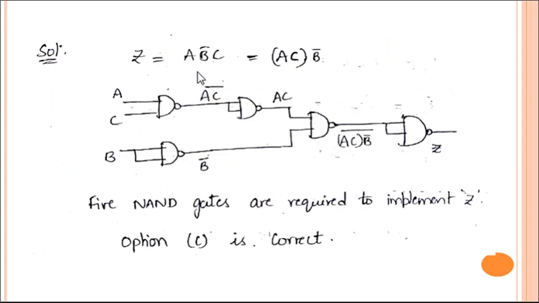Now since Z is equal to A, B bar, C, here we have 3 inputs, and they have mentioned in the question that only the true forms are available, and we have to use only 2 input NAND gates. So in order to use the 2 input NAND gates, let us assume AC as 1 input and B bar as the second input. In order to generate AC by using a NAND gate, you need 2 NAND gates.